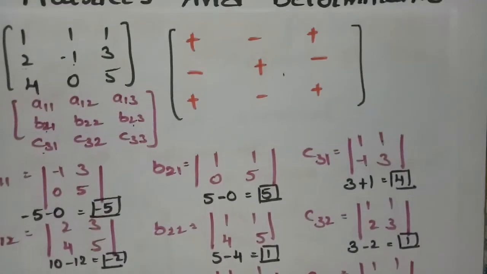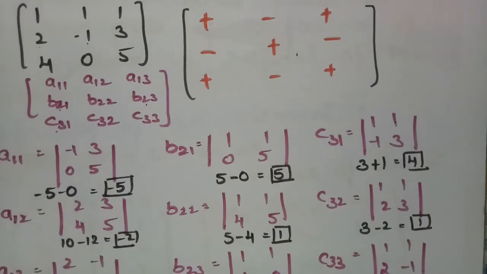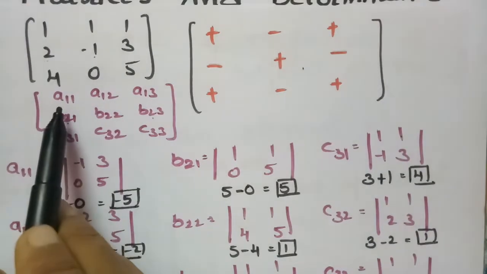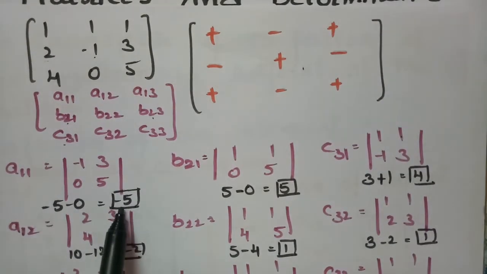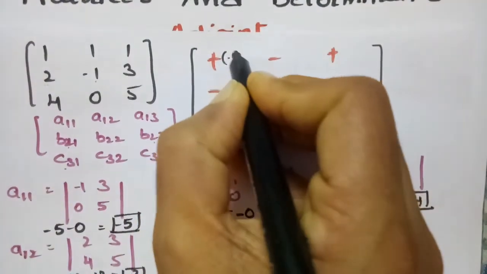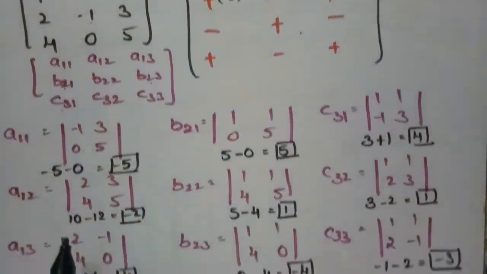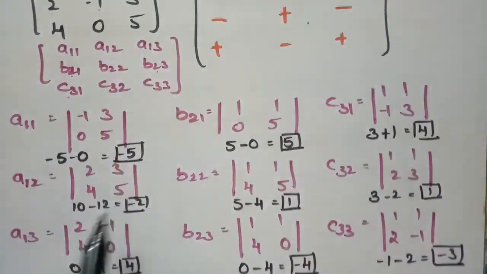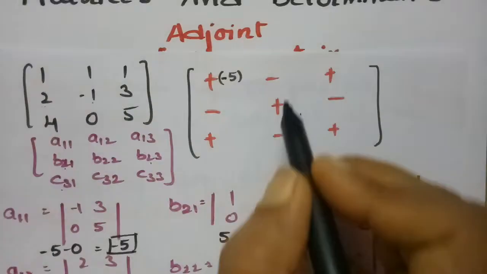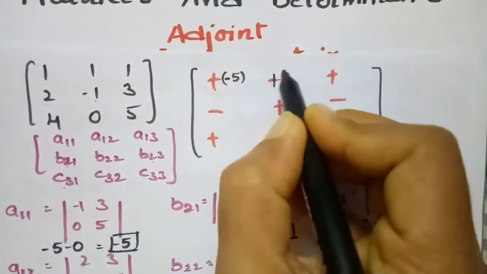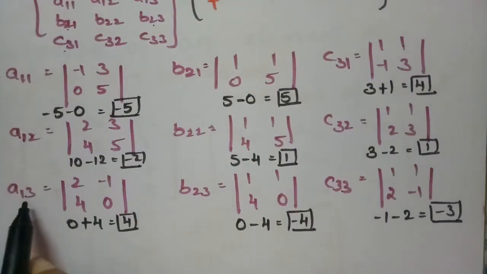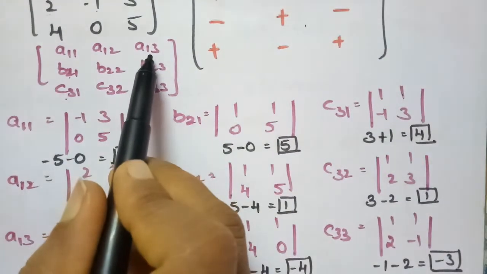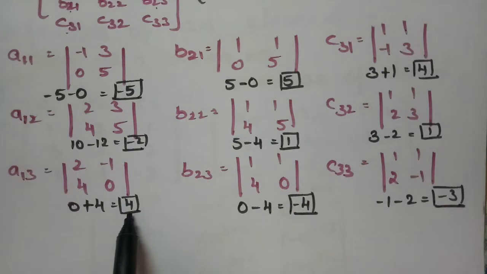Now I have to multiply each and every element with the minor of each element. So the minor of A11 is nothing but minus 5. So this will be minus 5. And the next one, A12. So the minor here is minus 2, and already we have to multiply with minus, so this will be plus 2. And here A13. For this position, the minor is nothing but 4.